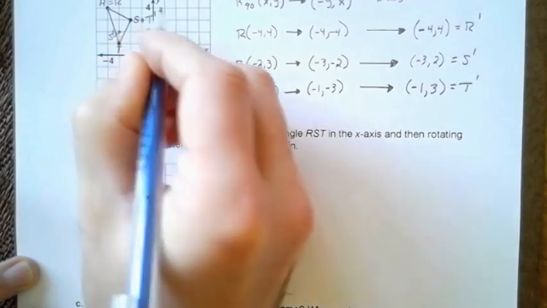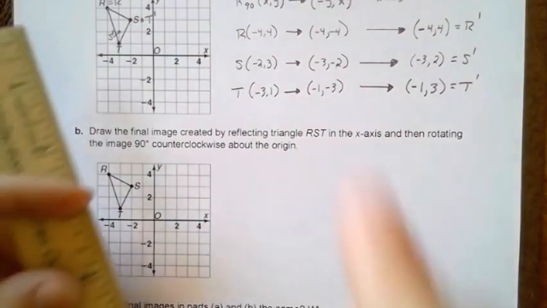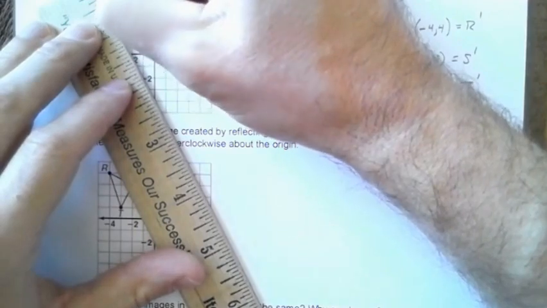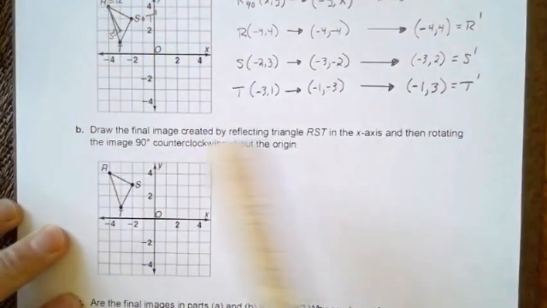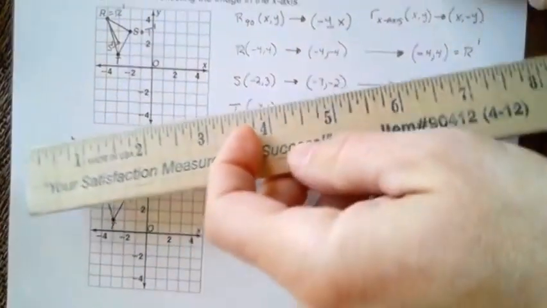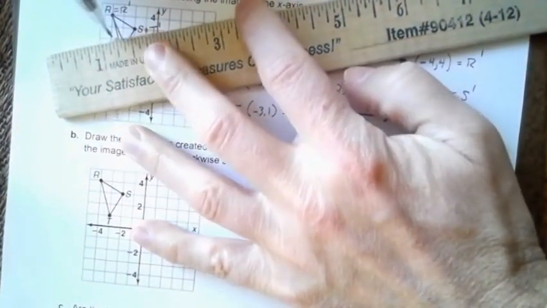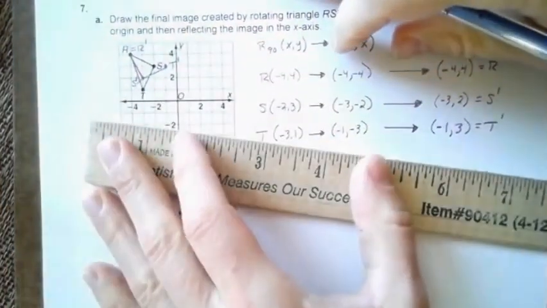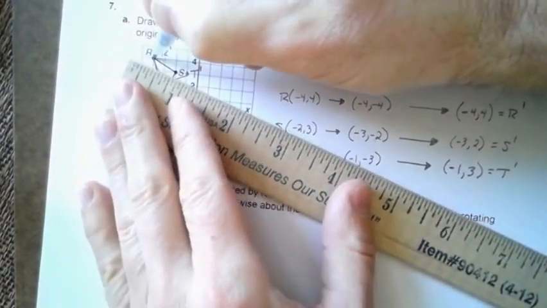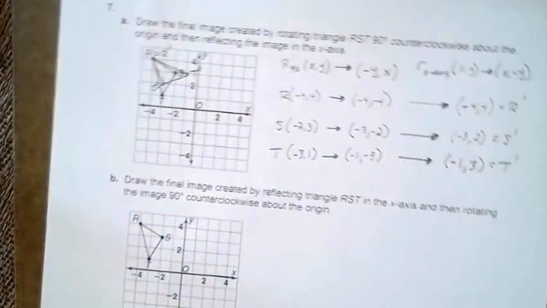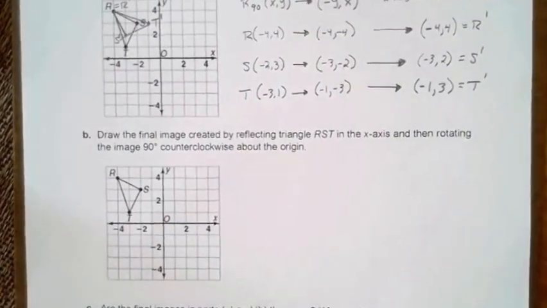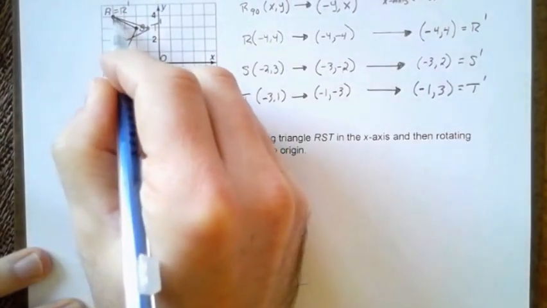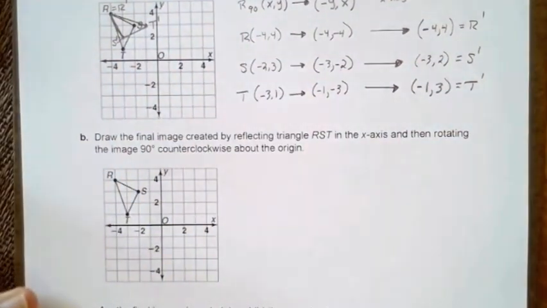Okay, so now we can use a ruler and connect all of those. R stayed the same, so R and R prime are the same. So there's R prime to S prime. And now I'll connect S prime and T prime. And then the last one I will do is T prime and R prime, which gives me that picture right there. So looking at my picture here, this is my new triangle after we rotated the original 90 degrees and then reflected over the x-axis.